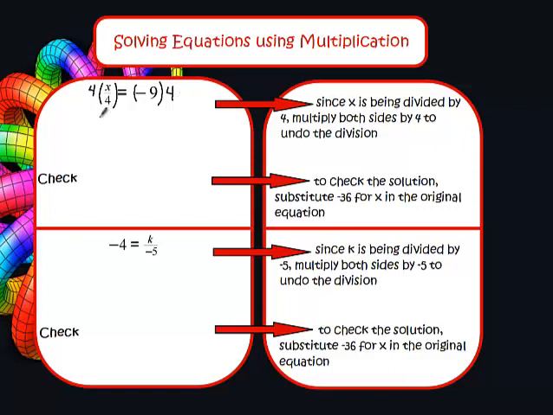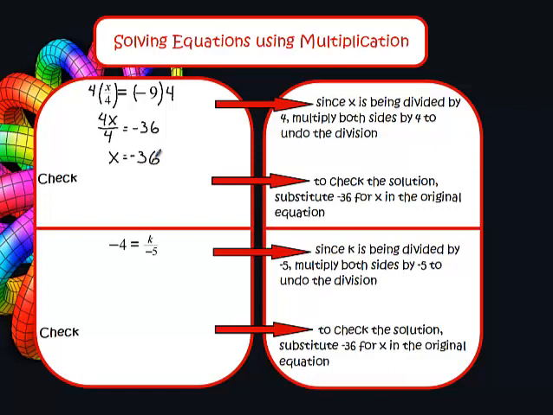This says now 4x over 4 equals negative 36. Well, just like earlier, 4 over 4 is 1. So that really means x, or 1x, equals negative 36. And that's why we use multiplication to take care of division.